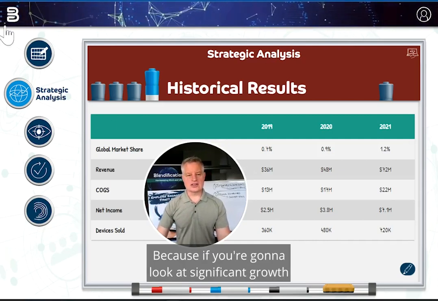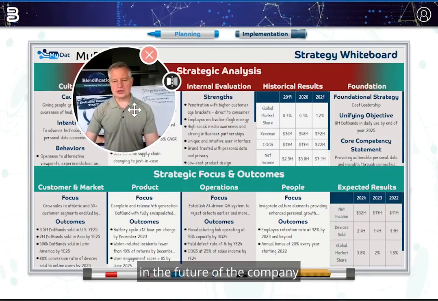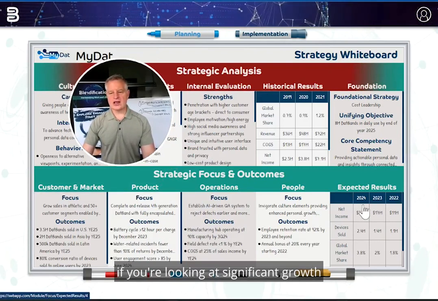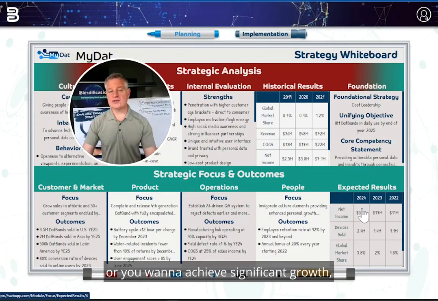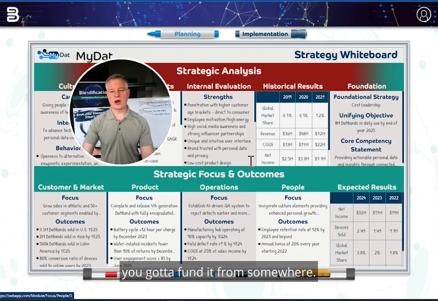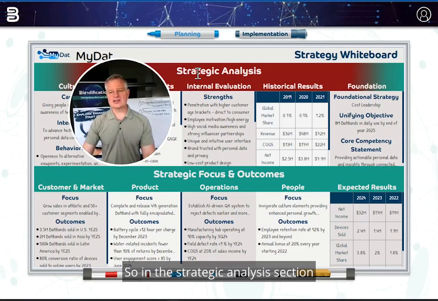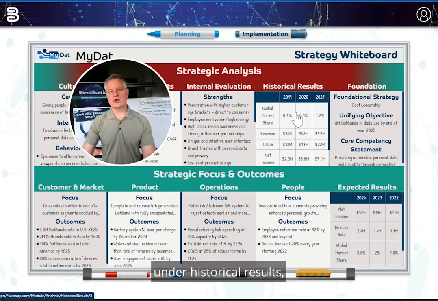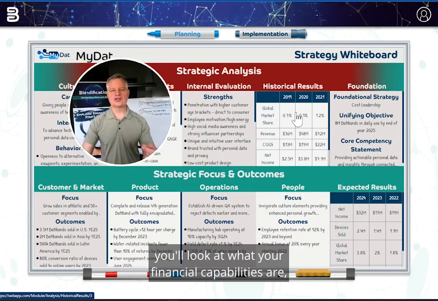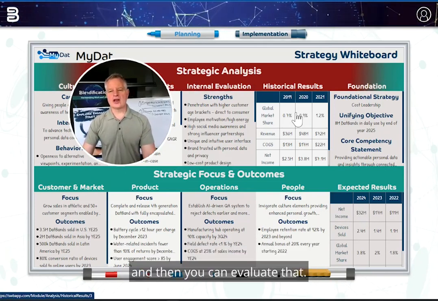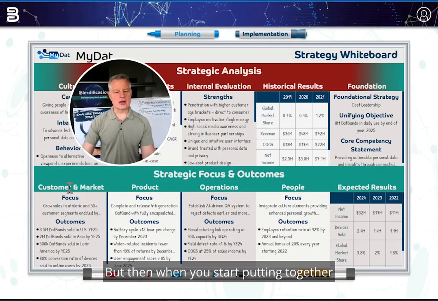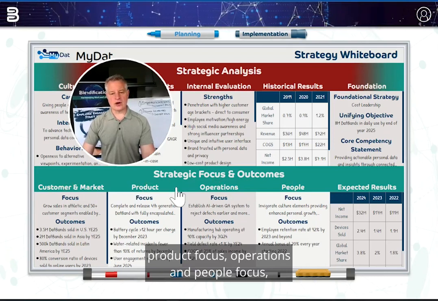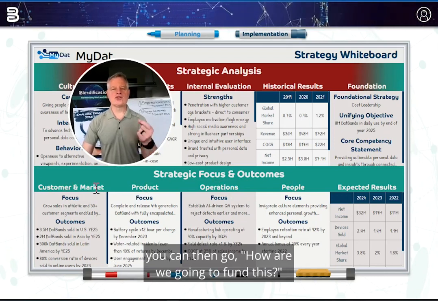Because if you're going to look at significant growth in the future of the company in your strategic focus and outcomes, if you want to achieve significant growth, you've got to fund it from somewhere. So in the strategic analysis section under historical results, you'll look at what your financial capabilities are. And then you can evaluate that. But then when you start putting together your customer and market focus, product focus, operations, and people focus, you can then go, how are we going to fund this?